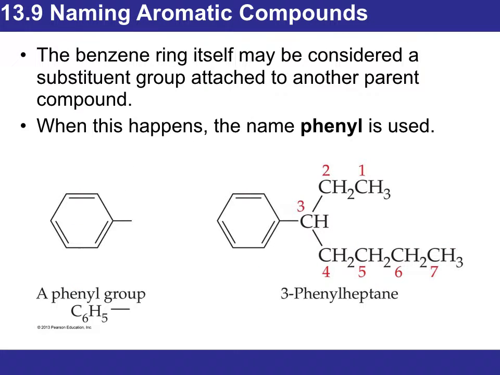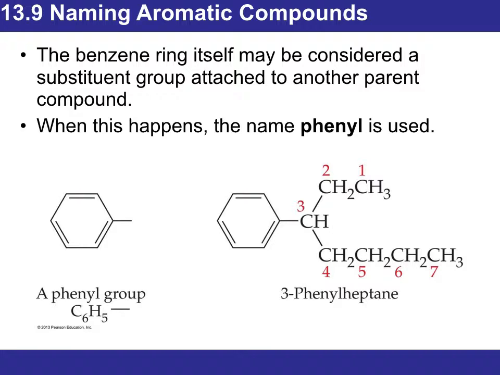Now we consider the benzene ring itself as a substituent group if it's attached to another parent compound. Then it's not called benzene, but it will be called phenyl. And those are examples. The phenyl will be 6 carbon atoms, 5 hydrogens, and it's attached to something else.